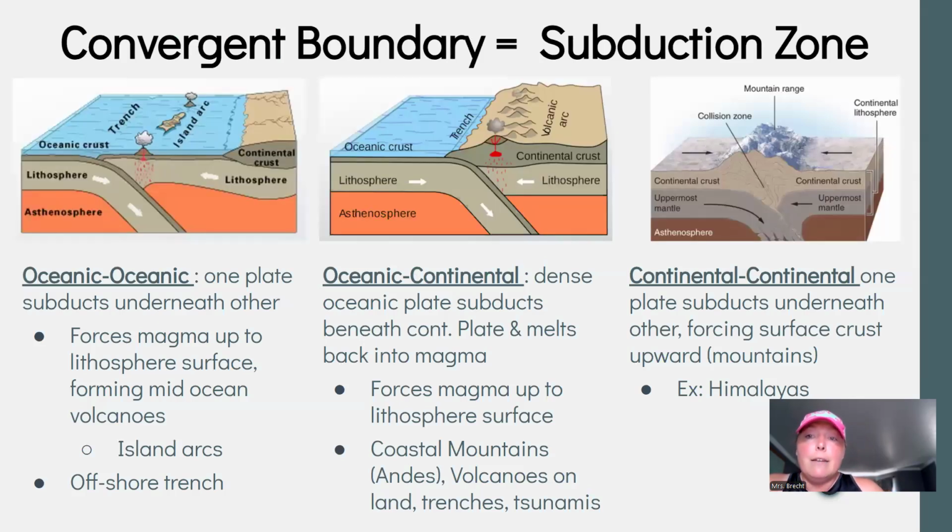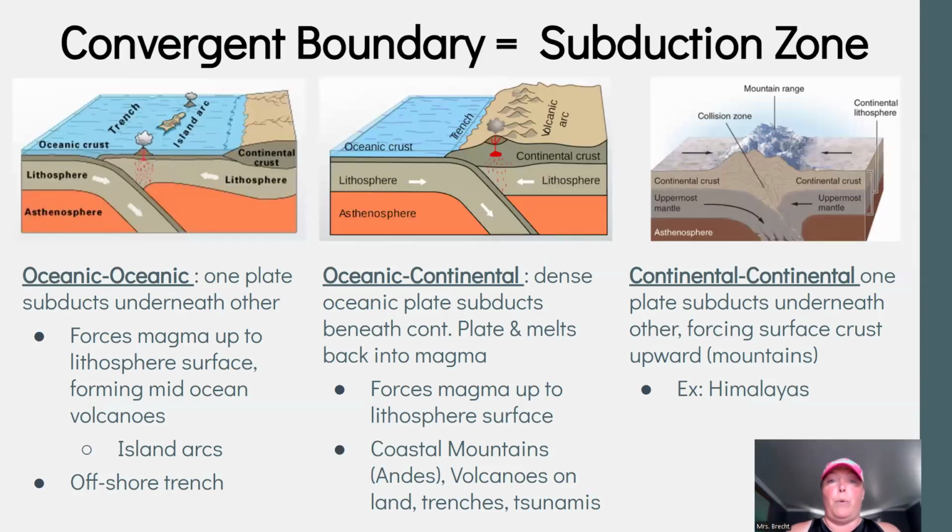So in convergent boundaries, there's a couple different ways that these things can happen. You can have an oceanic plate connecting with an oceanic plate. One plate's going to subduct under another. That's going to force magma up to the surface, forming mid-ocean volcanoes and island arcs. It can also create what we call an offshore trench, which is where the one plate is subducting under the other plate.